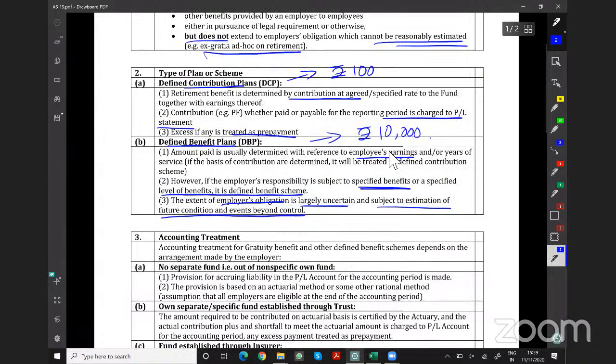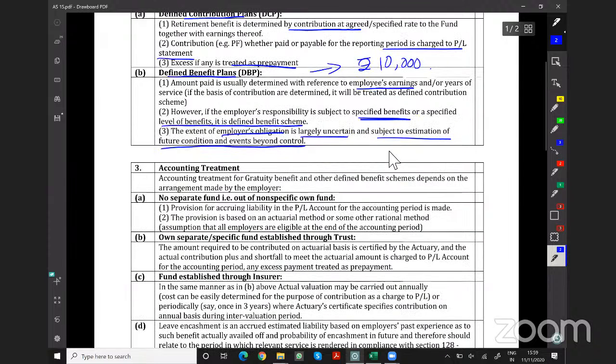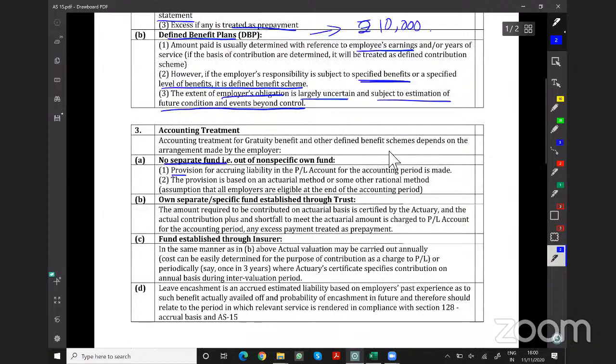Actually, accounting treatment is more important. If no specific fund is prepared, provision for accruing liability is debited to profit and loss account. The provision is based on actuarial assumptions. So the actuarial person will say, according to the assumptions and according to the number of employees and number of services and all, you should debit this much amount. So we should debit that much amount to my profit and loss account.